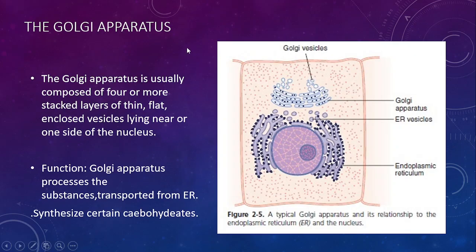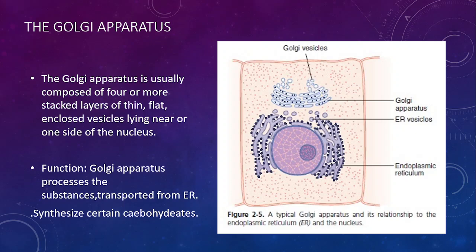Now coming to another very important membranous structure, that is called the Golgi apparatus. Golgi apparatus is a very simple structure containing stacked layers of thin enclosed vesicles lying near one side or other side of the nucleus. So what is the function of this Golgi apparatus?